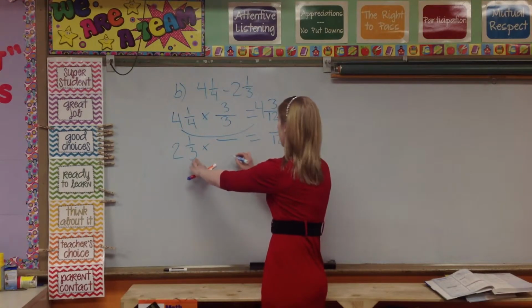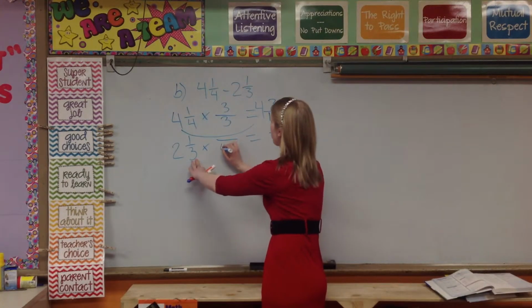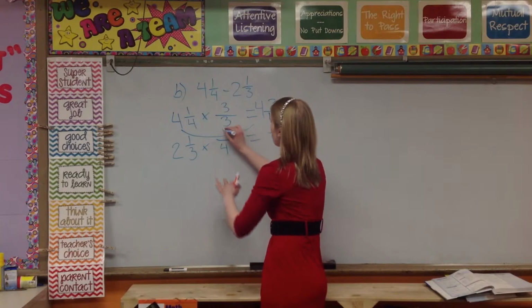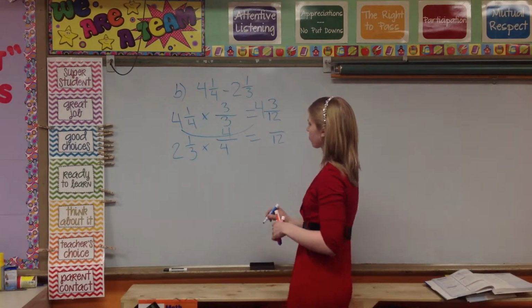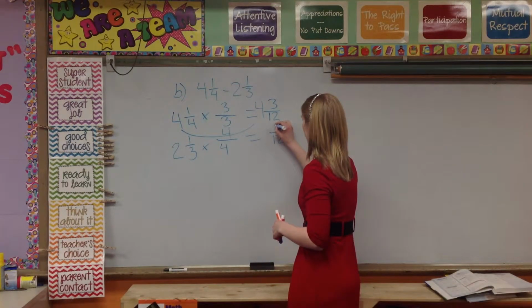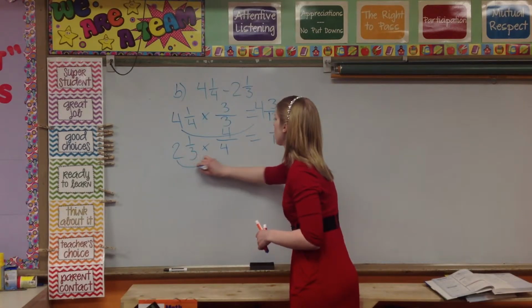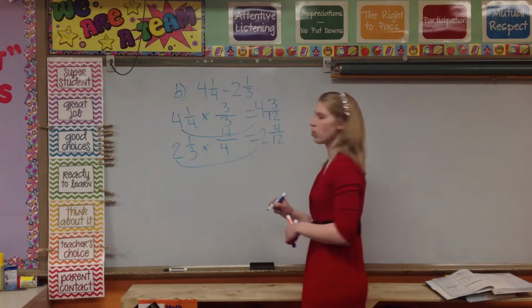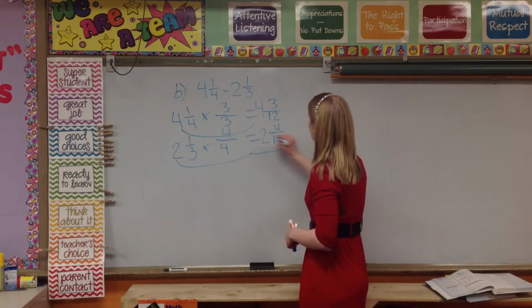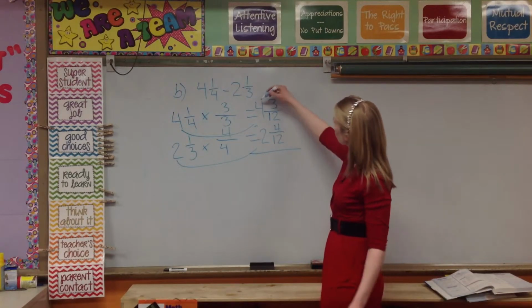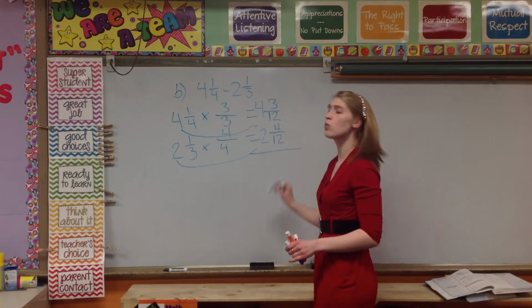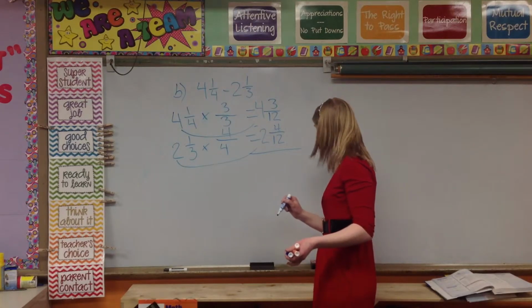In this case, 3 times 4 is 12. What do I do at the bottom? Well, it's on the top. So 1 times 4 is 4. And again, the 2 moves over. So now I am left with a subtraction problem of 4 3/12 minus 2 4/12.